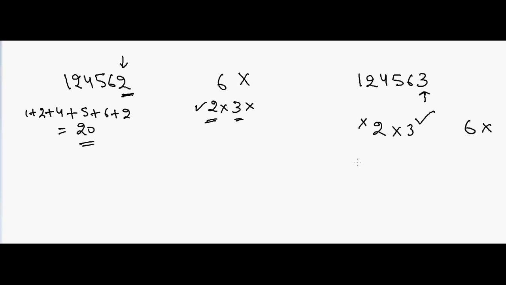Another modification we can make is to add another 6 here. So if I add 1 2 4 5 6 6, then this is even, and the sum will still be divisible by 3. So we'll have 2 into 3, it passes the test both for 2 and 3. So therefore it should be divisible by 6. So that's how we do the test for divisibility by 6.